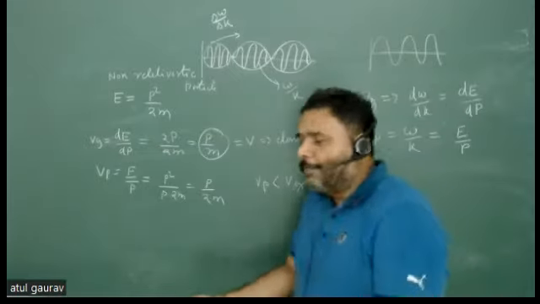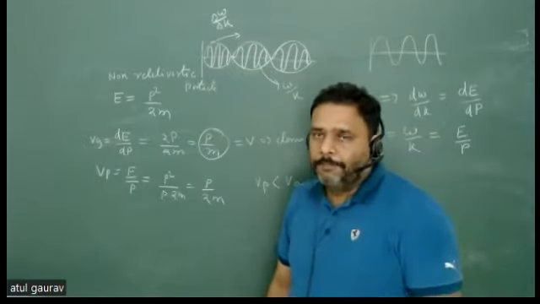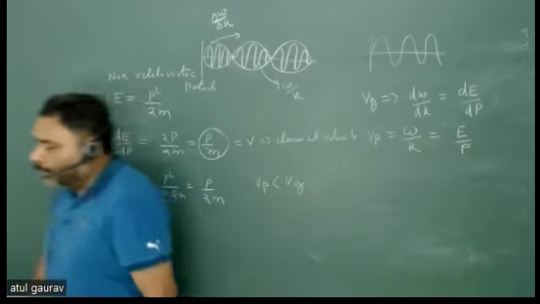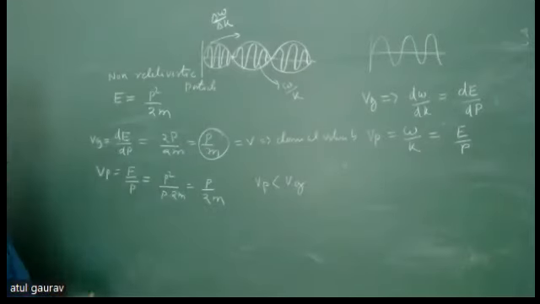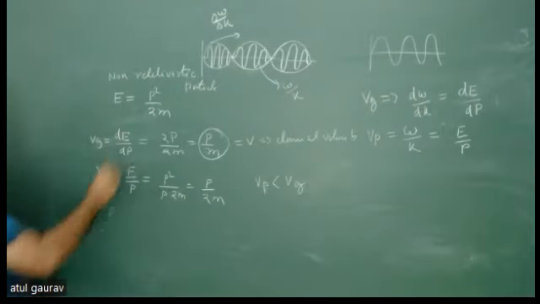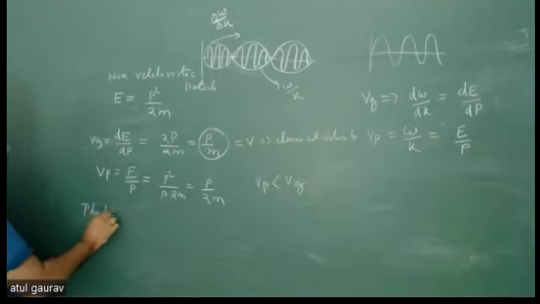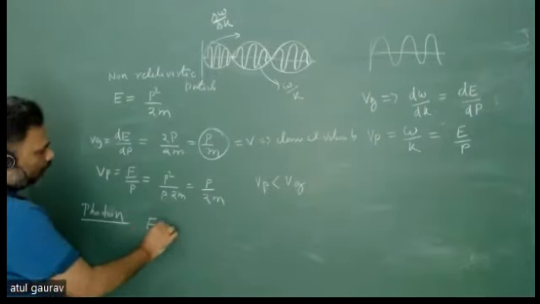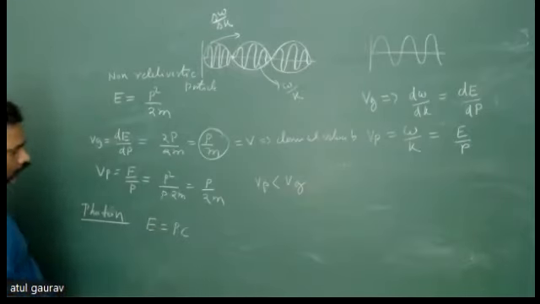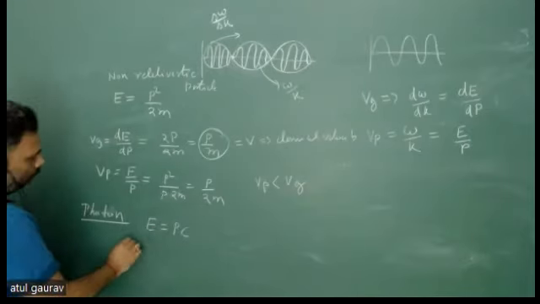And what is the meaning of P upon 2M? I don't know actually. Let us go for a photon. What is energy for a photon? This is for basically your classical particle. Let's go for a photon. What is energy for a photon? E is equal to PC. Yes, sir. Okay, so let's calculate VG.